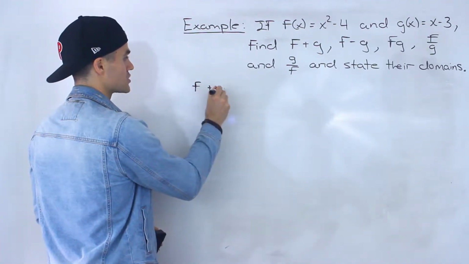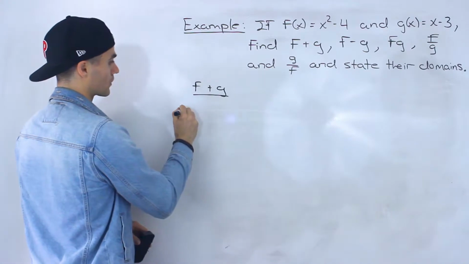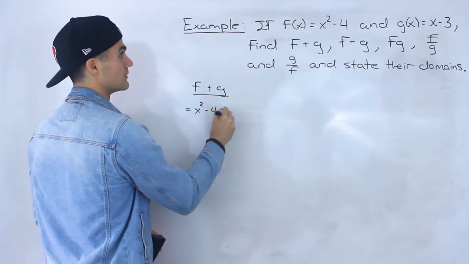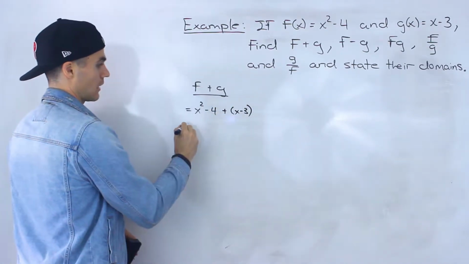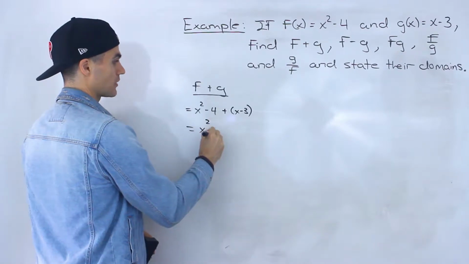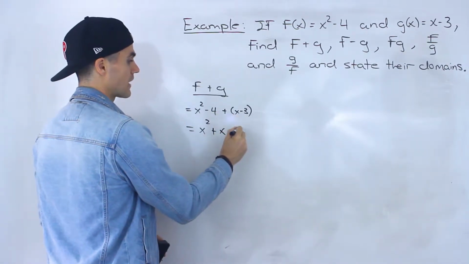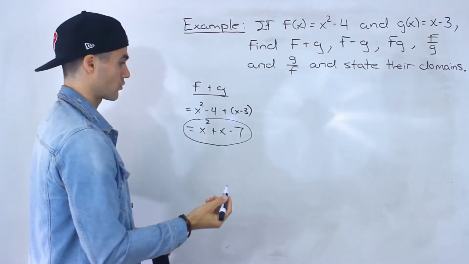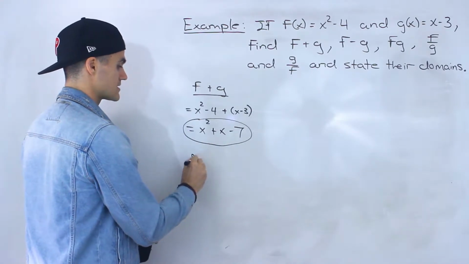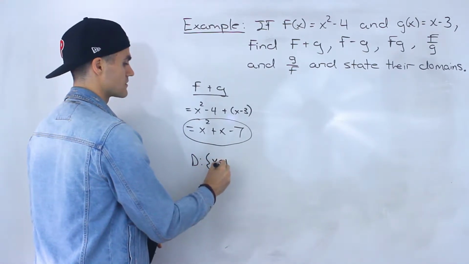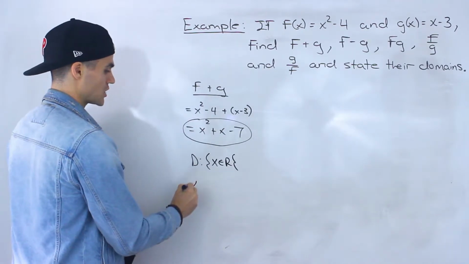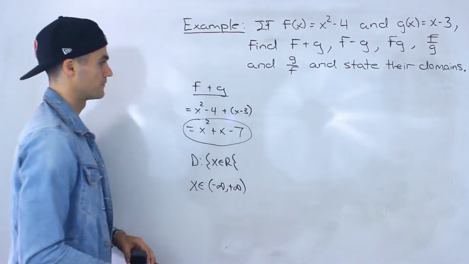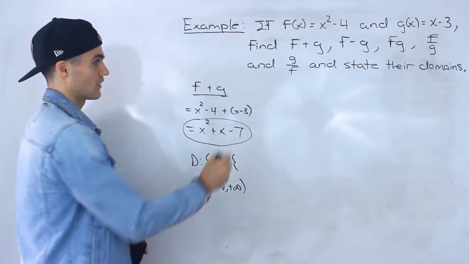So we have f plus g. This one's pretty simple. All we're going to do is add these two functions. When you add them, what would you get? You'd get x squared plus x, and then minus 4 minus 3 gives us minus 7. Notice this just ends up being a regular parabola. And for a parabola, what is the domain? The domain is x ∈ ℝ, and in interval notation, x is an element between negative infinity and positive infinity. Fairly simple function there.